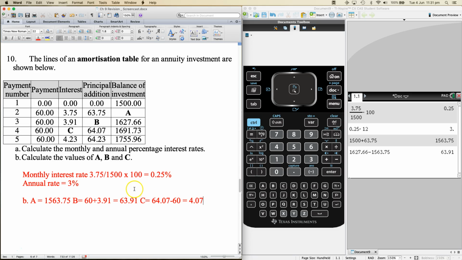Now, in the context of this amortization table, it's really good if you can look at it and make sure everything's happening how it should. So these values of interest should be increasing for an annuity investment. So 391, and then we get 407, which is bigger, which is good. Our principal addition should be going up, and our balance of investment should be going up as well.